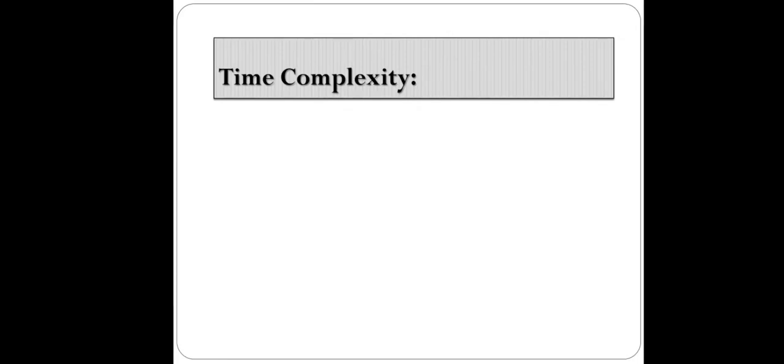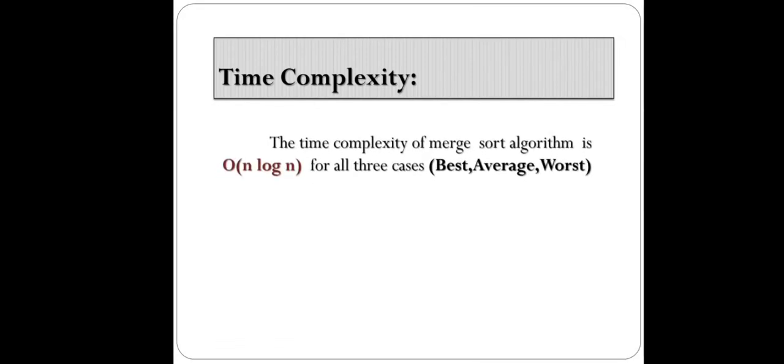So by applying Master's theorem for 2T n by 2 plus big O of n for n greater than 1, we get that the formula a equals b raised to d is satisfied. So according to that we get the time complexity as big O of n log n. So the time complexity for the merge sort algorithm is big O of n log n for all three cases, that is, best case, average case and worst case. And the space complexity for the merge sort algorithm is big O of n.